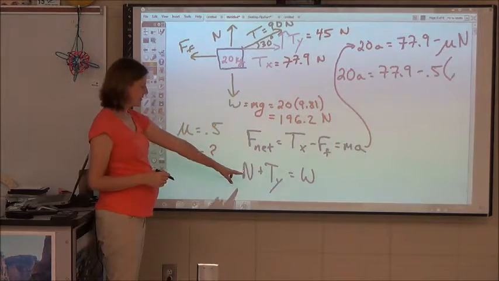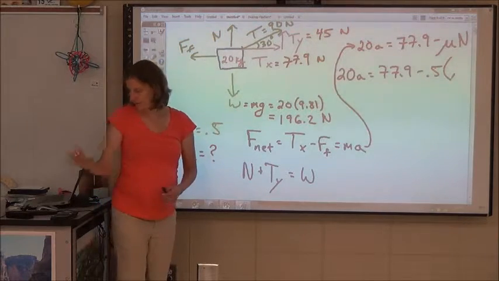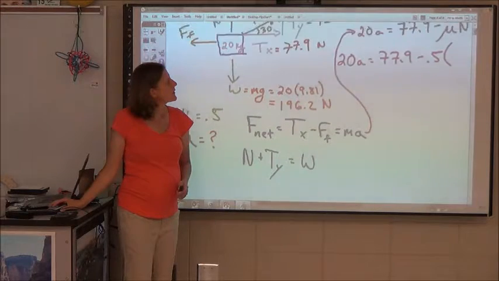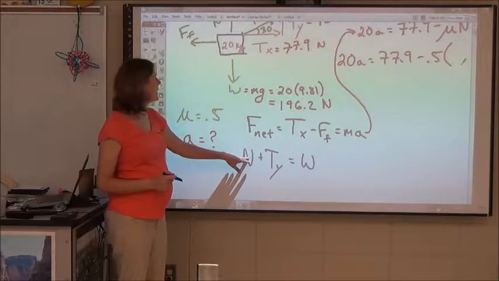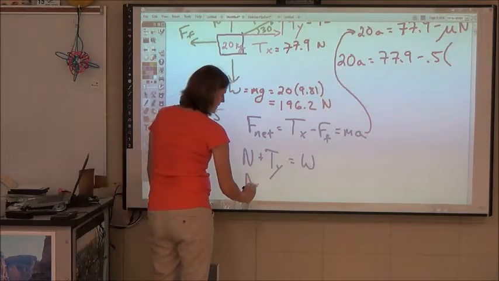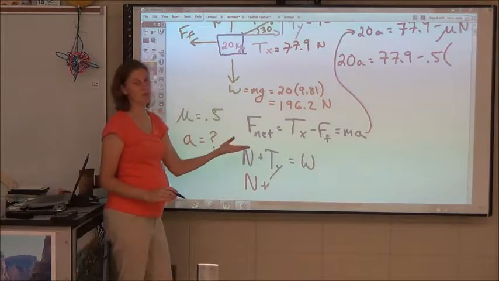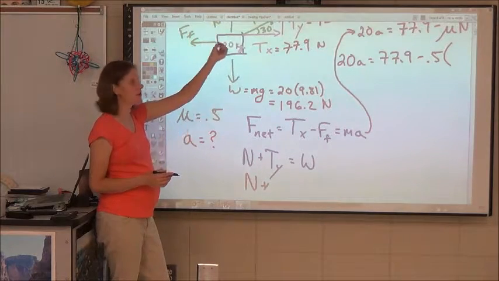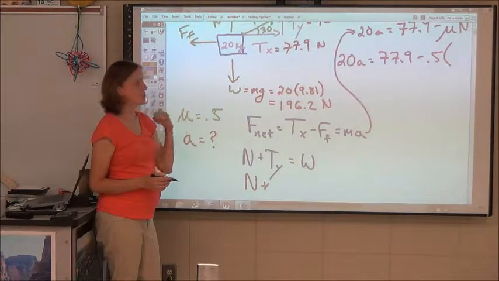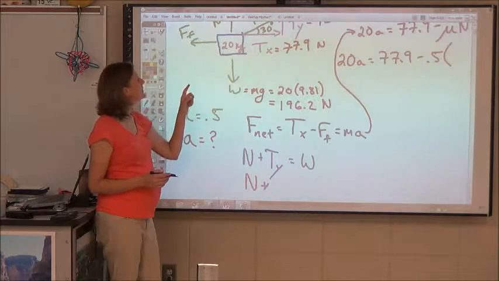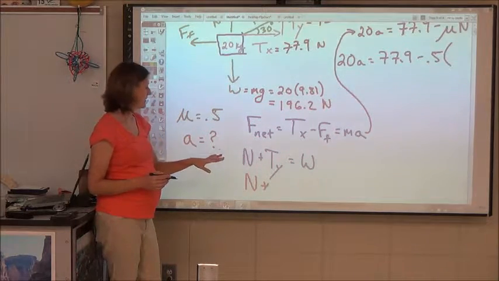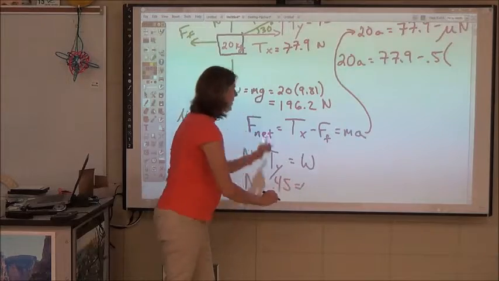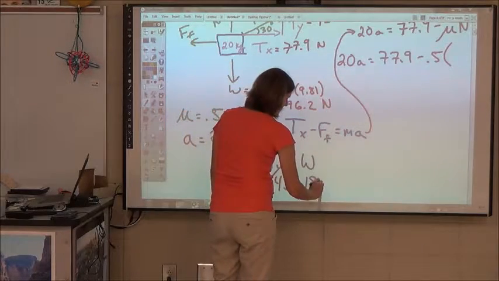But pretty easy to find since I have this little equation right here at the bottom. I want to find N. And here's a good case where N does not equal weight. Often weight's down, normal's up, end of story. But I have another force that is partially pulling up. That tension is supporting some of the weight. So I've got to take into account that. So Ty is 45, and weight we said was 196.2.